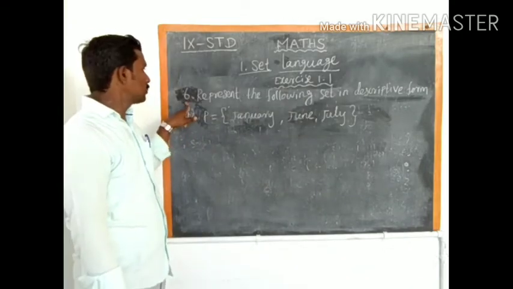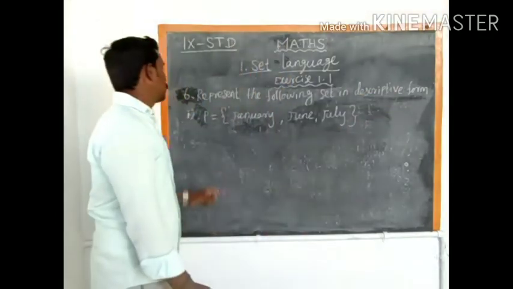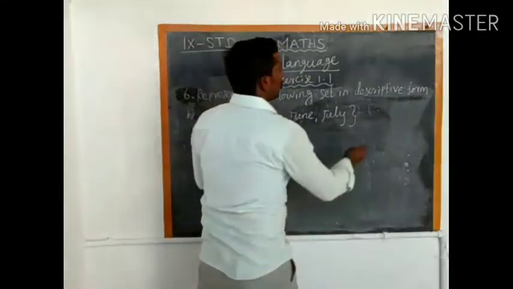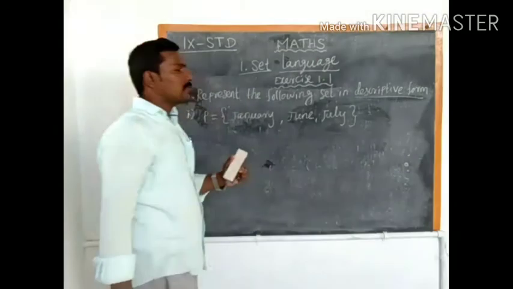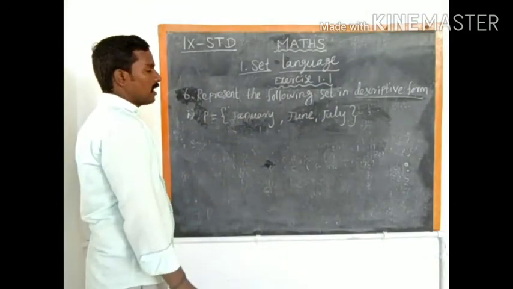Next, sixth question. Represent the following sets in descriptive form. In descriptive form, described in words. Okay. So you write the answer in words.